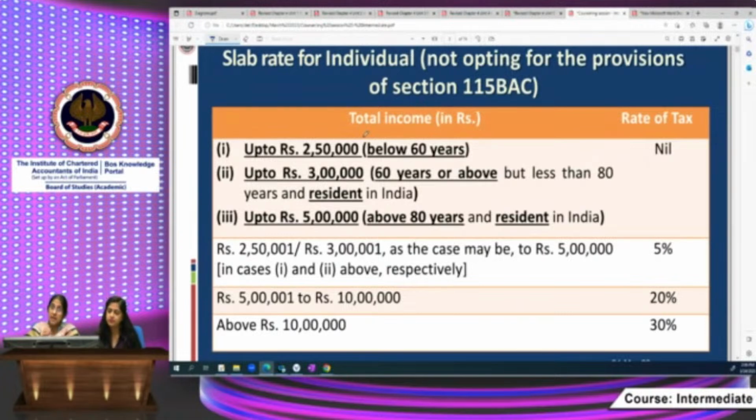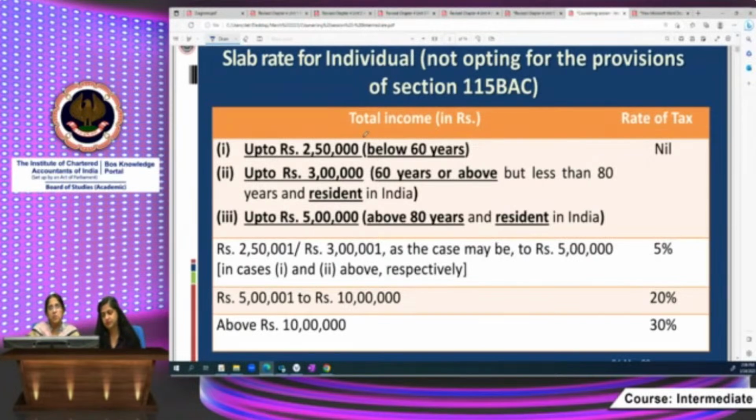Because some income has been specified under this head also, like dividend income, family pension, and gifts. So some income has been specified, but even otherwise, whatever other income is taxable but doesn't fall within the first 4 heads will fall under the residuary head, income from other sources.